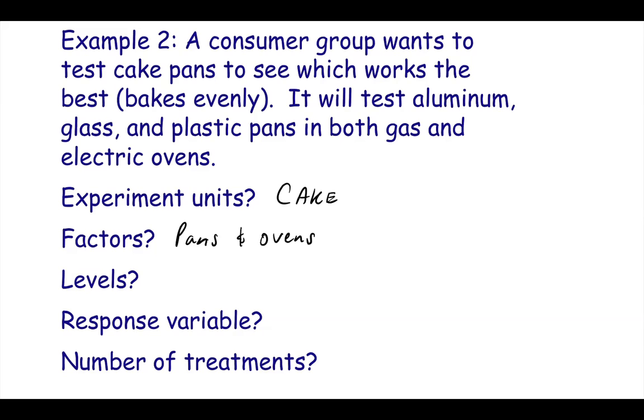Exactly. There's two things, right? There's pans and there's ovens. So there's 3 levels of pans and there's 2 levels of ovens. So what would the number of treatments be? 6. So that would be here, right? The levels, there are 2 levels. There are 3 levels. Sorry, 2 different types. There's 3 levels of pans, and there's 2 levels of ovens. Now, when I put those together, there's 6, right?